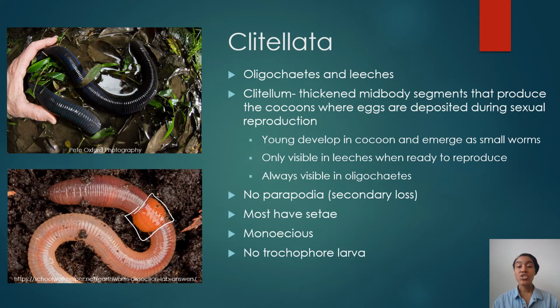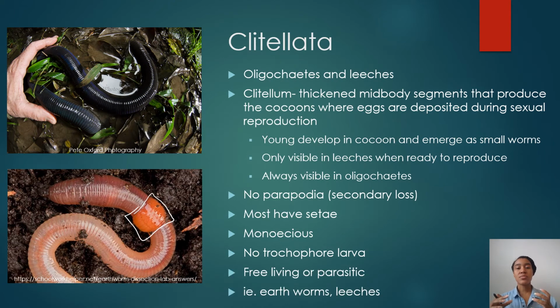They are monoecious and they lack a trochophore larva. This is also a derived characteristic of this grouping, Clitellata. They have an ancestor that had a trochophore larva, but at some point in their evolution, they lost that stage in their life cycle. Instead, their young emerge from their cocoons as fully developed small worms, so basically small versions of the adult.